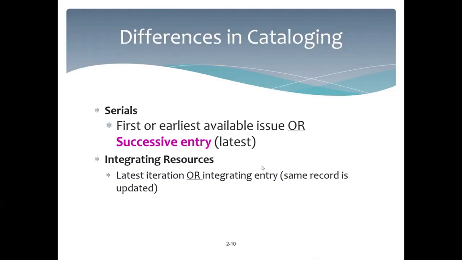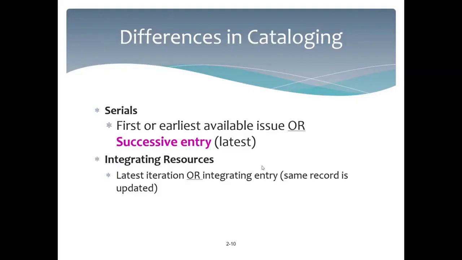So you can catalog from the first or earliest issue available. That would be like, if there was a magazine where volume 1 was the first magazine, you would catalog using that volume, even if you didn't have that one in hand. And this is traditionally how we have cataloged monographic sets. If you don't have volume 1, you're still supposed to catalog from the first volume that was available from the publisher.